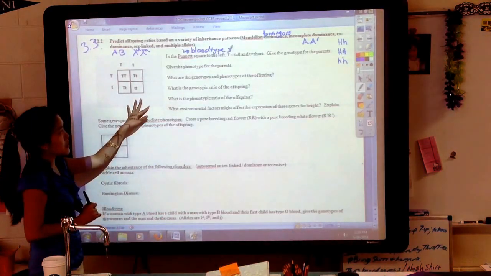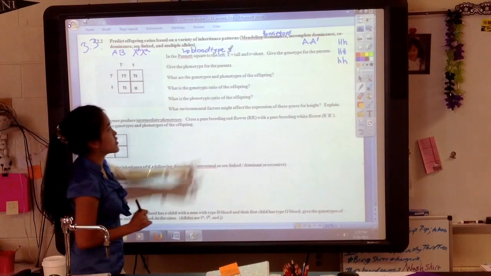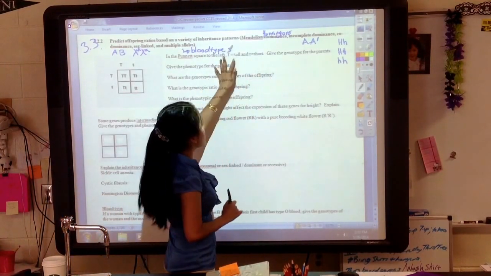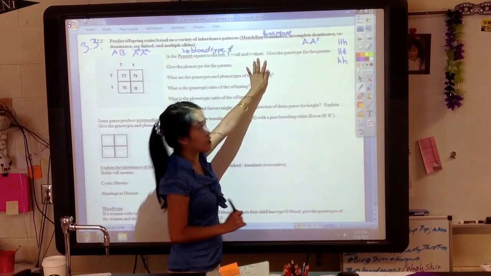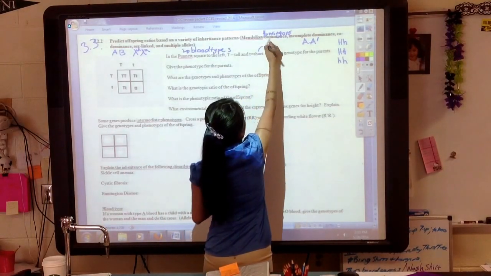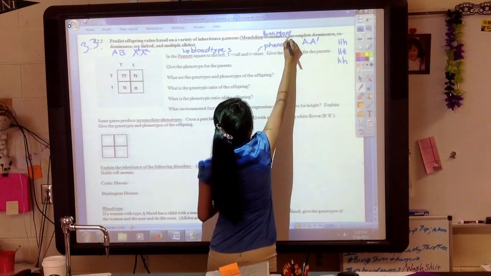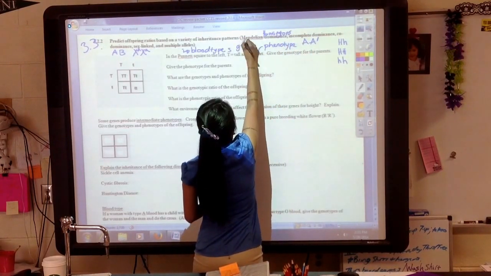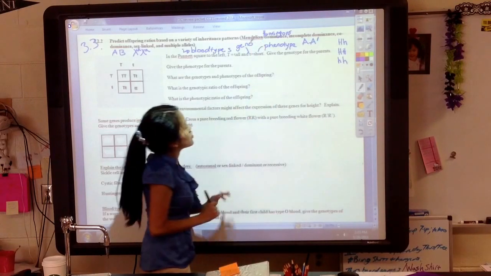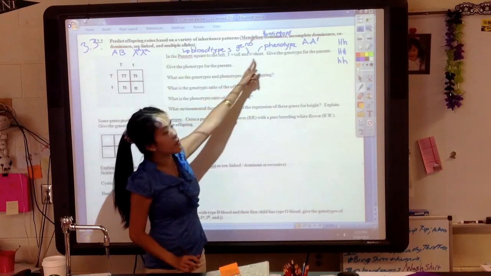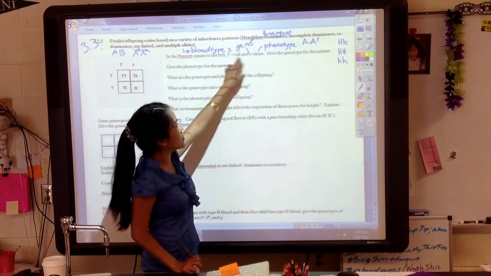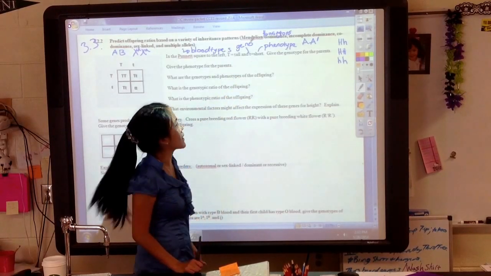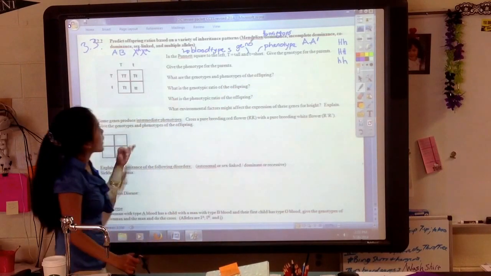In this first example, it says in the Punnett square to the left, big T equals tall, little t equals short. Phenotype is physical, and the letter describes the genotype. Because we see 2 different phenotypes and we have a capital and lowercase letter, then we know this is regular Mendelian genetics. So give the genotype for the parents.